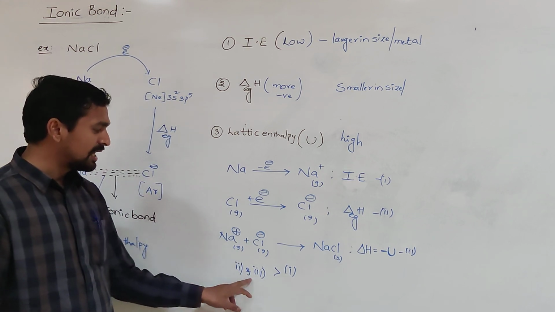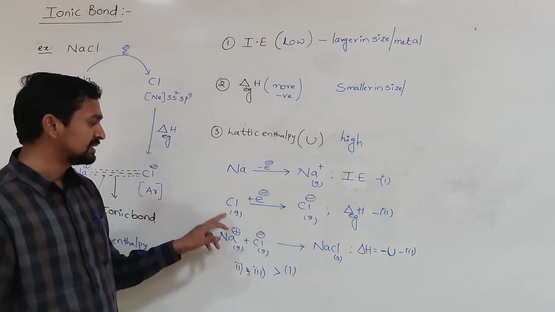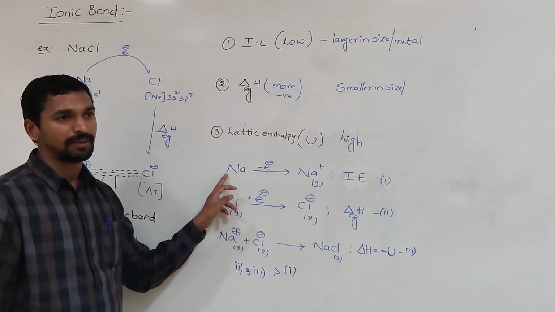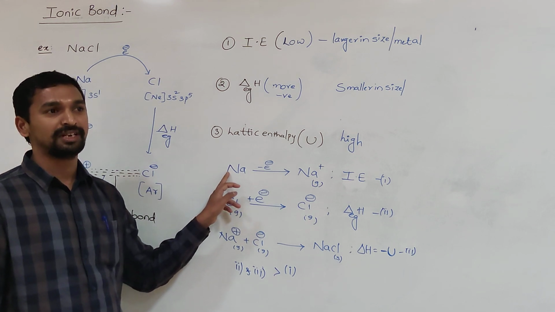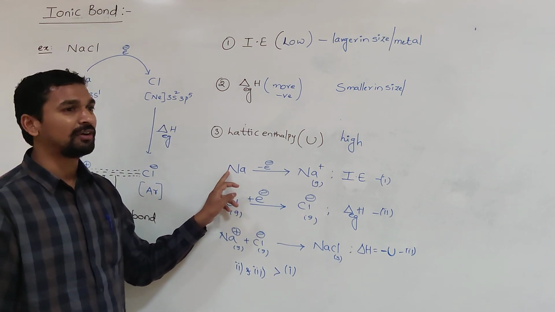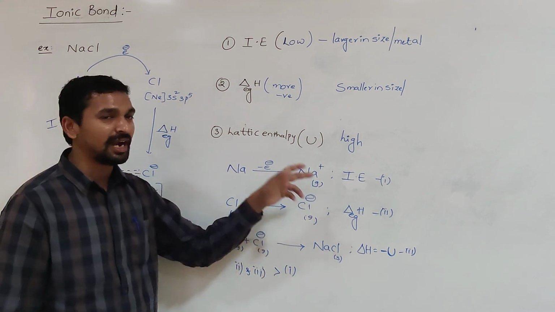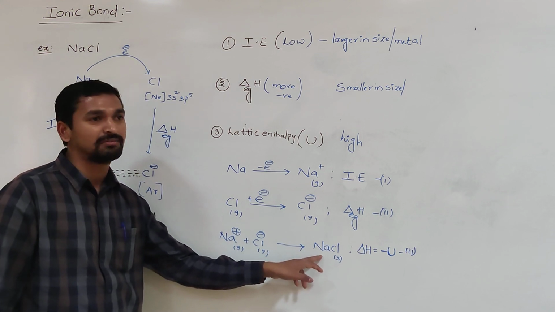Suppose the second and third are less than the first one, that is, whatever energy is released in the second step and third step, the sum of these two is less than the first step. So definitely here we require a greater amount of energy. So if more energy is required, is it ready to form the cation? No. Whenever the cation is not ready to form, does the formation of ionic bond take place?